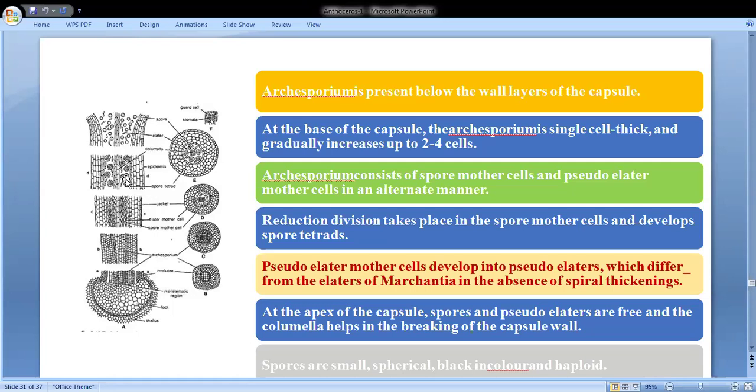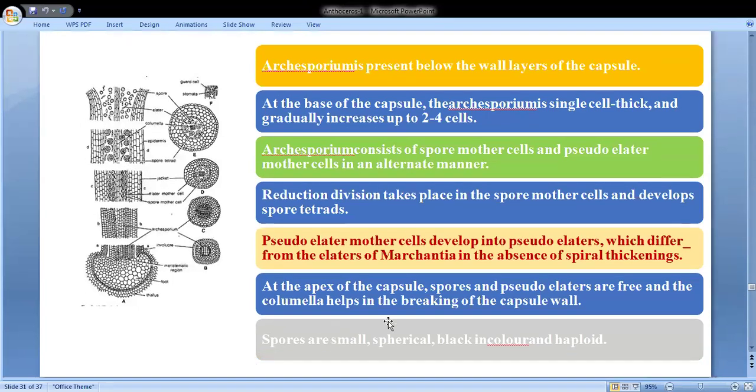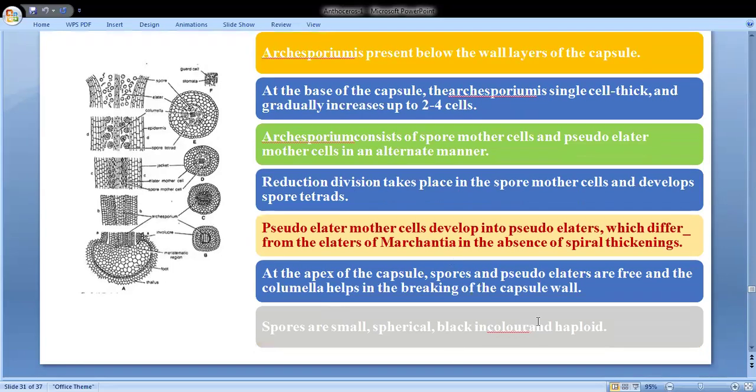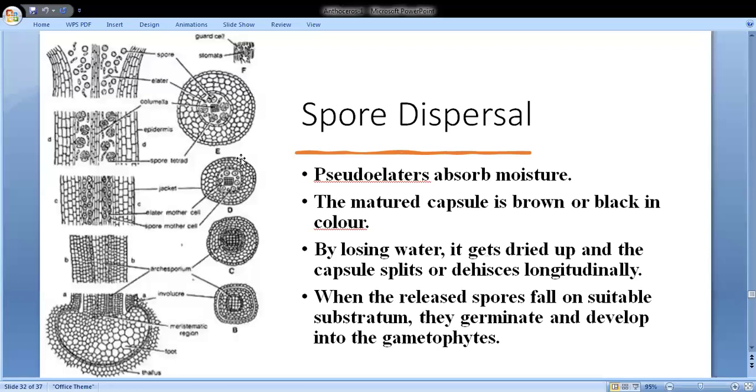So at the apex of the capsule, the spores and the pseudo-elaters are free, and the columella helps in the breaking of the capsule wall. So then after the development of spores, these spores are small, spherical, black in color. This is the spore dispersal.